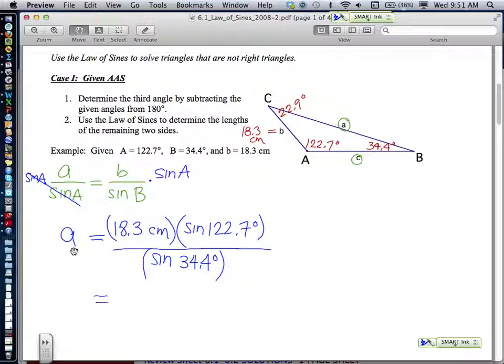Anyone have a distance, a length for A? 27.26. Anyone else confirm that? Okay, all right, so that's going to be centimeters. And it looks as though all of our given information was rounded to one decimal place, so I'm just going to round to one decimal place, and I'll just say that A is approximately 27.3.